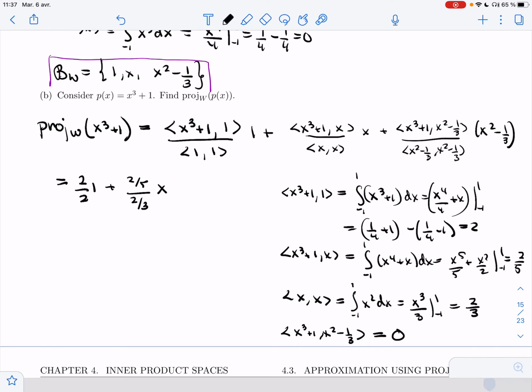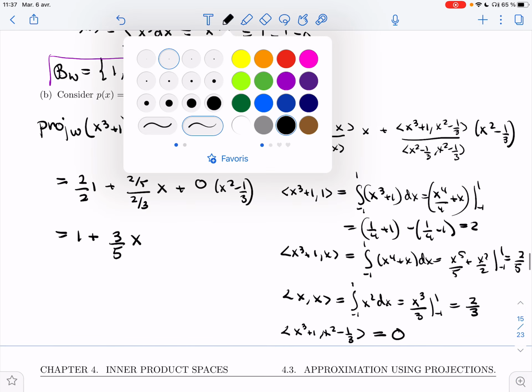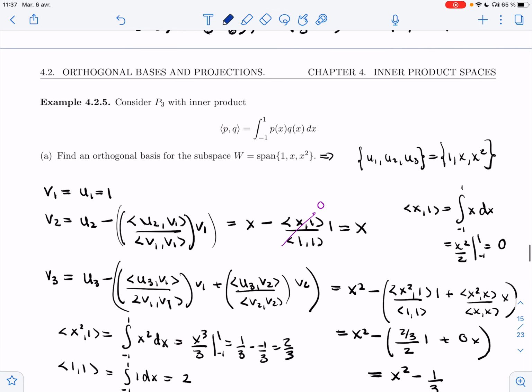This one I computed ahead of time, and it's 0. And so I get 0 times x squared minus a third. And so the projection will be 1 plus 3/5 x. All right, so this is the polynomial in W, which is P2, closest to x cubed plus 1, obviously closest using this inner product.